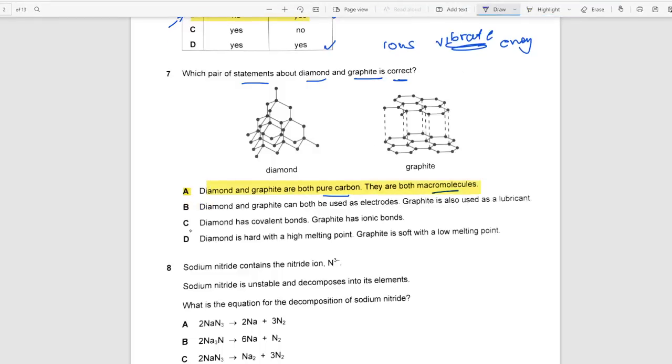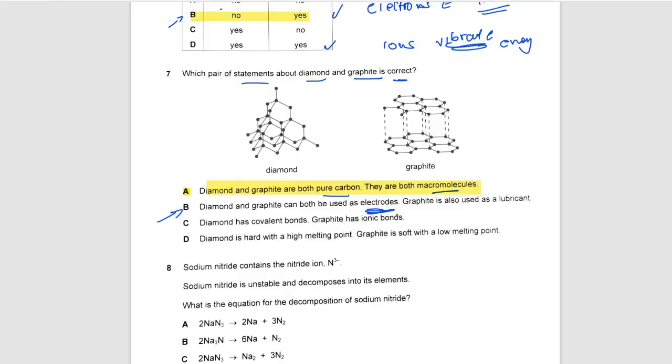Okay, let's move on. It says diamond and graphite can be used as electrodes. Have you guys seen diamonds being used as electrodes? No, that's not used as electrodes, because diamond has no conductivity. It is a bad conductor of electricity, and electrodes are used in electrolysis, which is the usage of electricity. And if the electrode cannot conduct electricity, then electrolysis will not work.